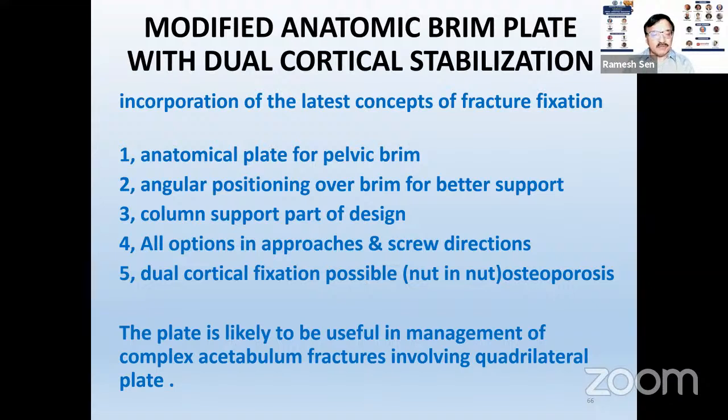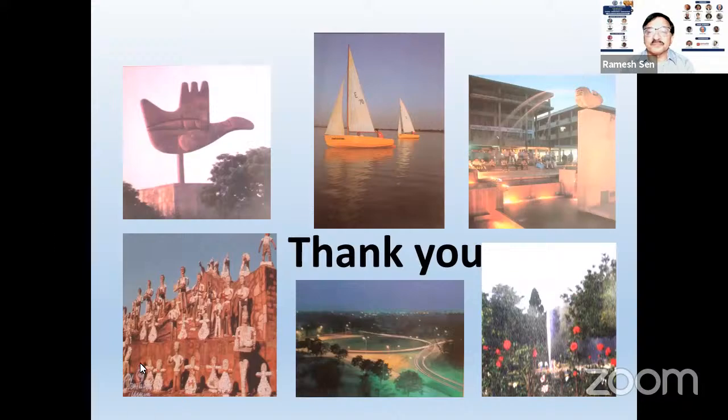So we have a locking element for that column. We must have options to put screws in various directions. And where the bone is very osteoporotic, we must have that option of using a dual cortical fixation, especially in the osteoporotic bone. So this kind of a plate fixation with the philosophy which I have told, we find is likely to help us in this younger patient also, and in the elderly patients also, where, as Professor Roman said, the bone quality is poor, but still we must always try an osteosynthesis so that later on at some stage we can go for an arthroplasty. Thank you.